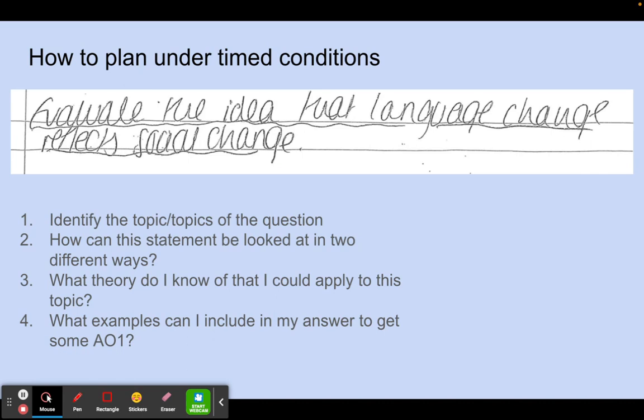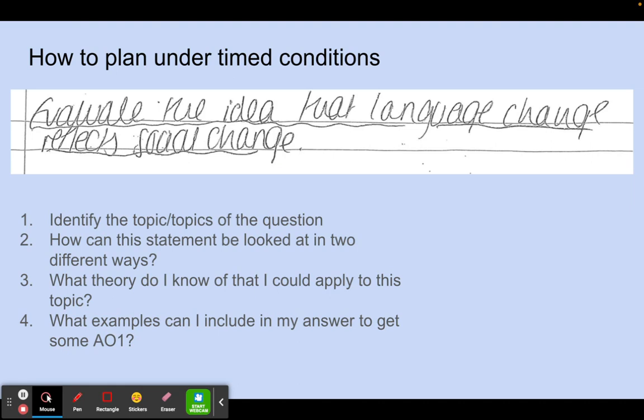So, first off, you need to identify the topic or the potential topics of the question. Remember, in the previous video, I said that evaluative essay questions could blend multiple topics together. In this case, evaluate the idea that language change reflects social change. It's probably going to be mainly focused on language change itself. There isn't really any clear way that you could talk about accent or anything like that. You could, but I would say generally sticking to language change is a good thing for this prompt.